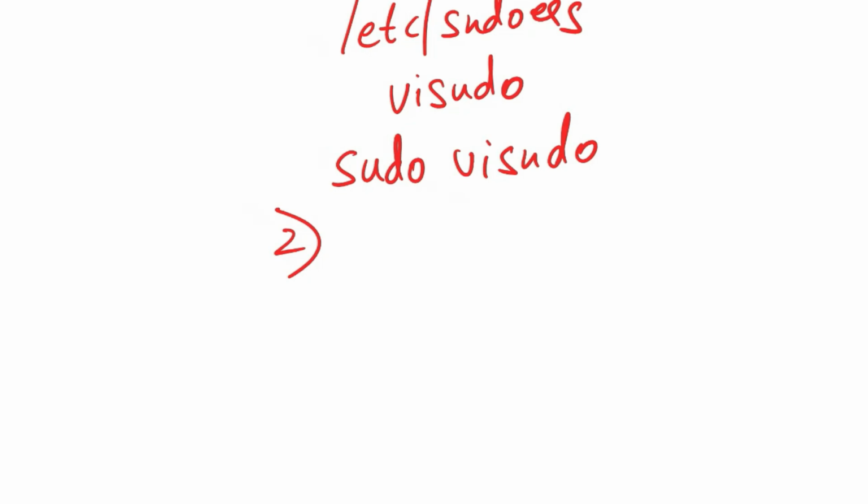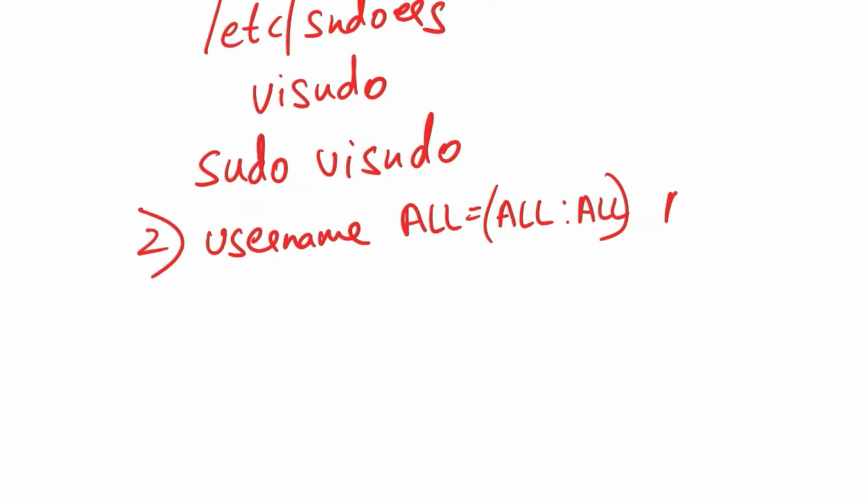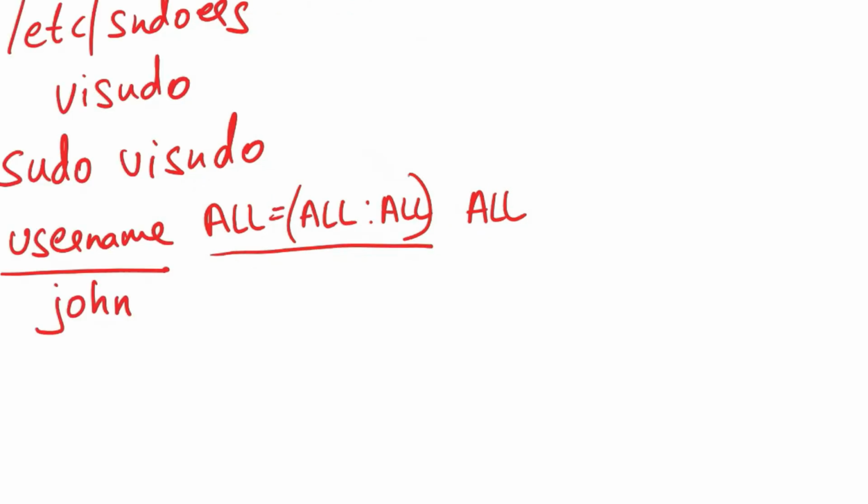The entry format is something like: username ALL=(ALL:ALL) ALL. You need to replace username with the name of the user you want to grant sudo privileges, for example John. The ALL=(ALL:ALL) part of the entry allows the user to run commands as any user and any group on any host. The final ALL specifies that the user can run any command with sudo.